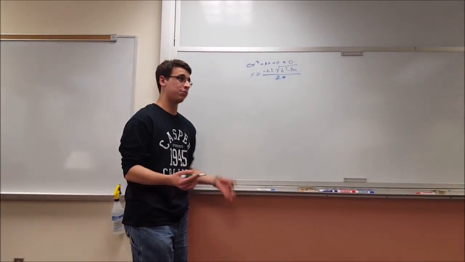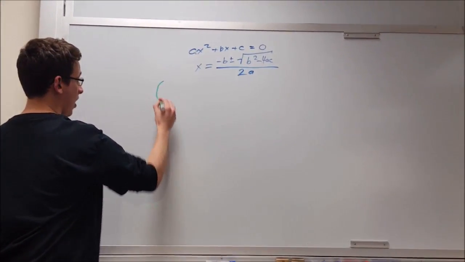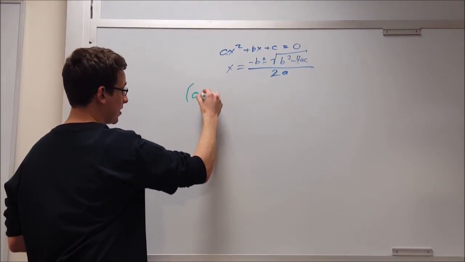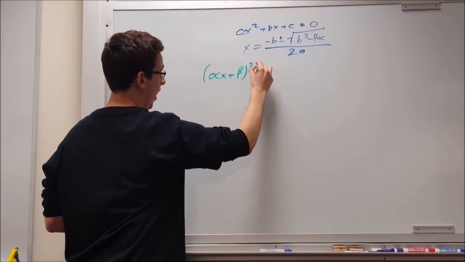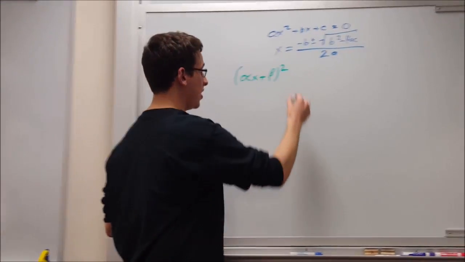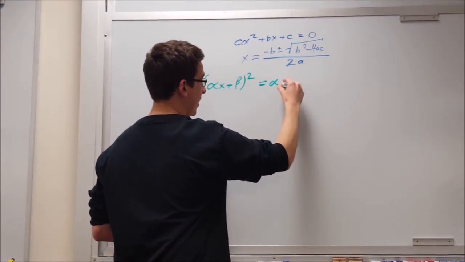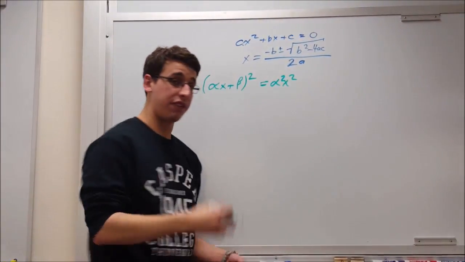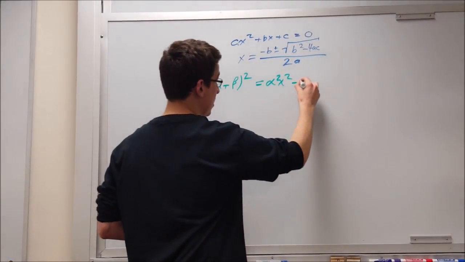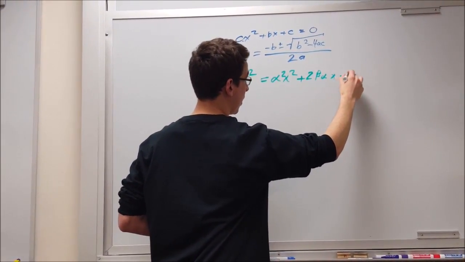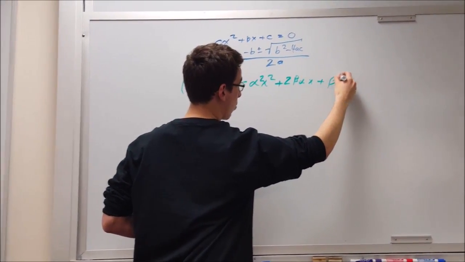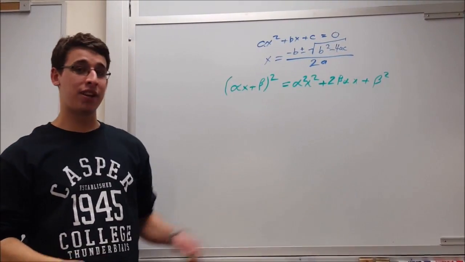The idea here is we'll want to start with something like this. We'll have alpha x plus beta, squared, which is going to just equal alpha squared x squared plus 2 beta alpha x plus beta squared. Does everyone understand where that comes from?